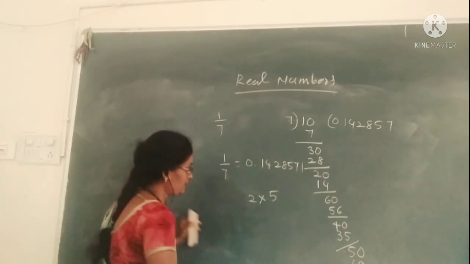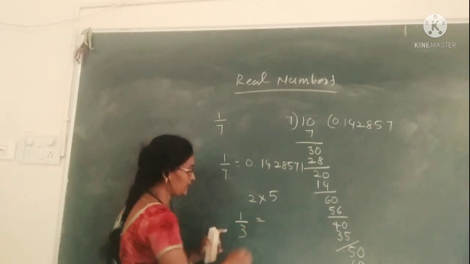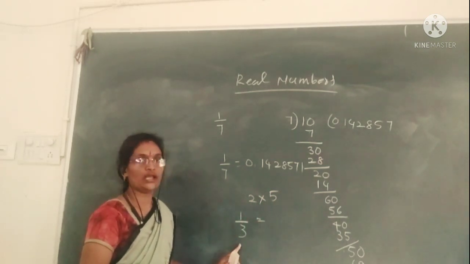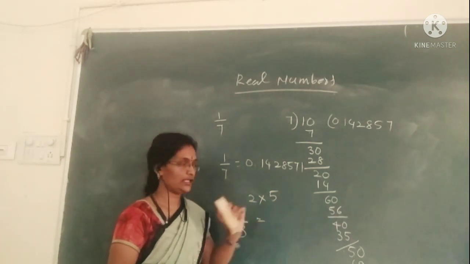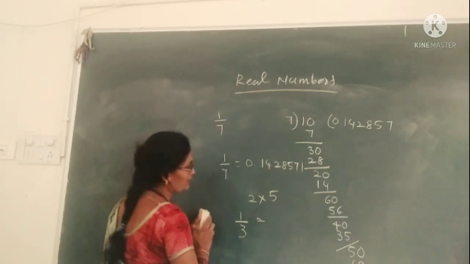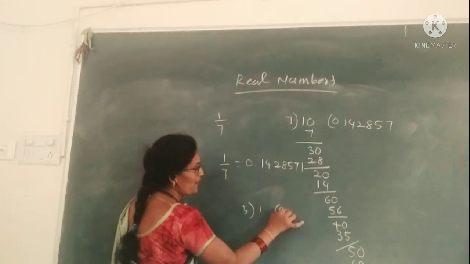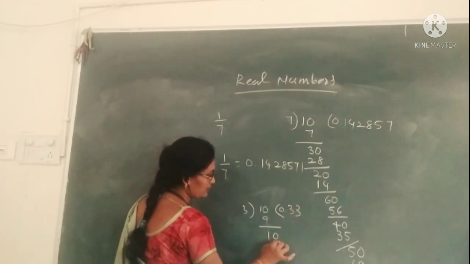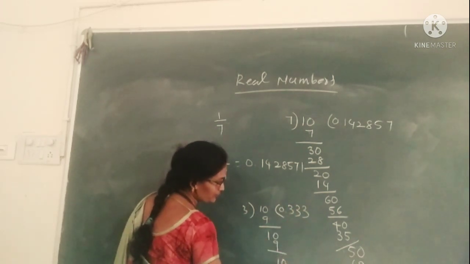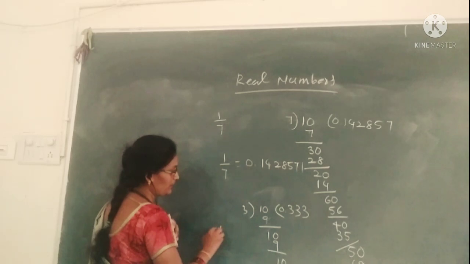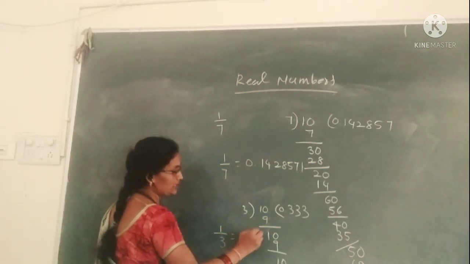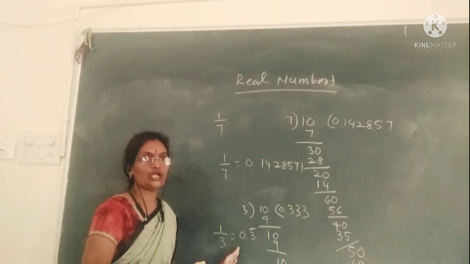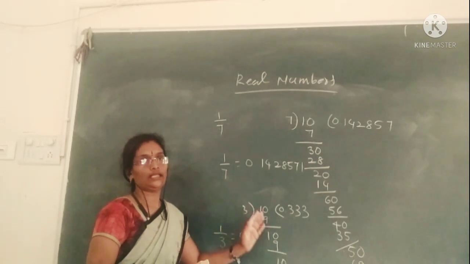So then another example, 1 by 3. 1 by 3 we cannot write as 2 and 5. So 1 by 3 is also a non-terminating repeating decimal or recurring decimal. Then we can divide the 1 by 3. 0. 3 3s are 9. 1 0. 3 3s are 9. 1. 3 3s are 9. So 1 by 3 we can repeat as 0.333. We can use the bar, 0.3 bar. This is a non-terminating repeating recurring decimal.